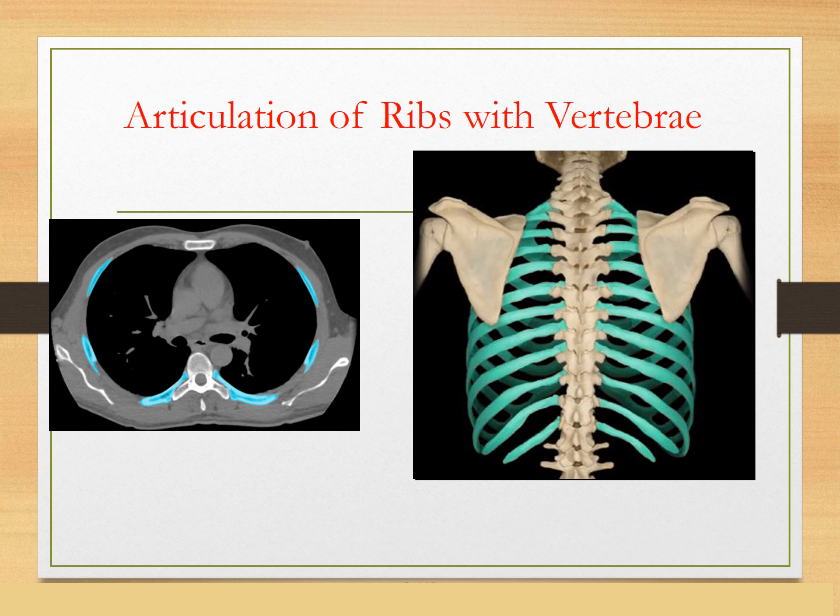This just gives you an idea of the way that the rib articulates with the vertebrae. So you can see the head is on the body of the vertebrae where the rib facet is located, and the tubercle is articulating with the transverse process.